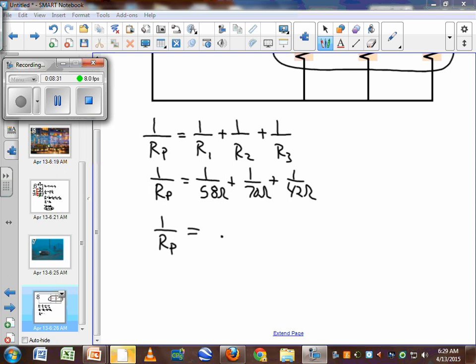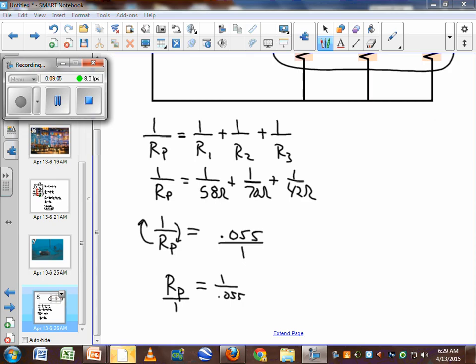I end up with a decimal of 0.055. But that's not our equivalent resistance. That's equal to 1 over Rp. What you have to do now, in order to answer what the equivalent resistance in parallel is here, is invert this side. So that means you have to invert this over, because 0.055 is really over 1. And now what you have to do is 1 over 0.055. If you inverted this side, this is really Rp over 1. You invert that side, you have to invert this side.